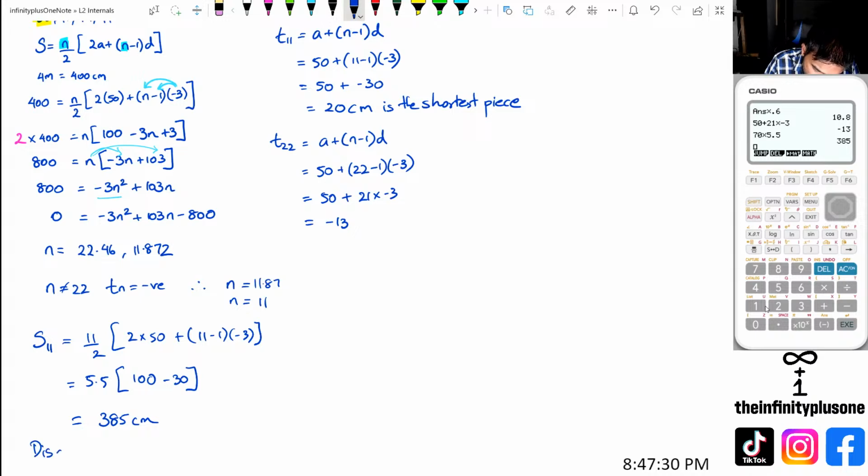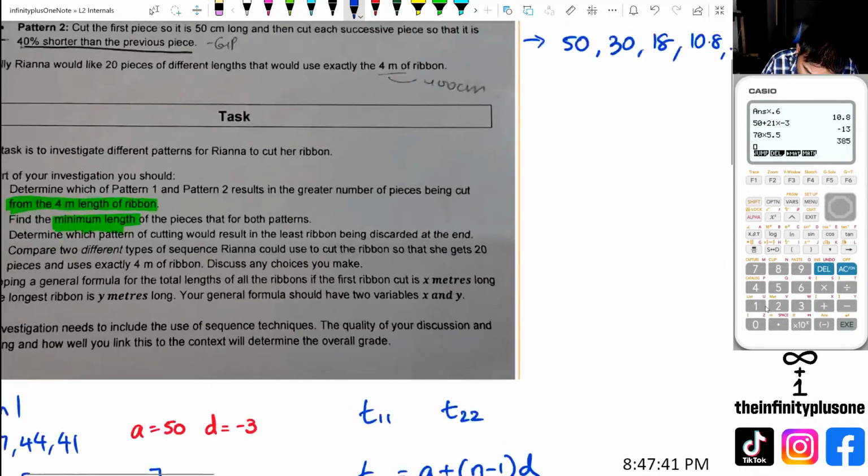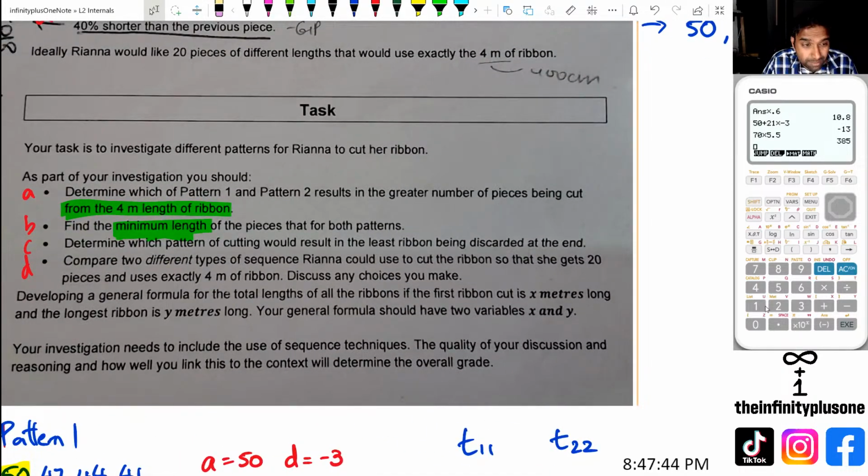So the amount that's actually discarded is 400 take away 385 equals 15 centimeters. That's going to be discarded. Now, if I go back to the question, I've actually done parts A, B, and C. Part A was looking at the number of pieces that's getting cut. For pattern 1, I found that it was 11 pieces. The minimum length of pieces for both patterns, I found as 385. And the ribbon left over, well, not the least, whatever is left over, is 15 for pattern 1.